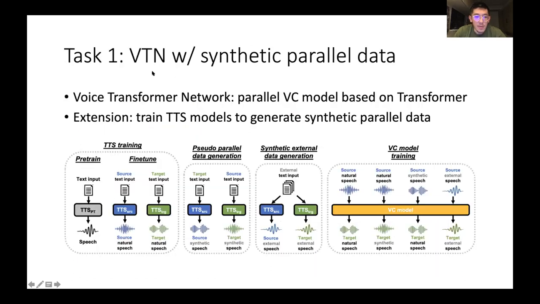So first, for task one, we extended the voice transformer network, VTN, with synthetic parallel data. VTN is a parallel VC model we developed, based on the transformer. Because it was originally designed to tackle parallel VC only, we extended it to tackle non-parallel data, because task one is non-parallel. What we did was train TTS models to generate synthetic parallel data. We trained a TTS model for the source speaker and a TTS model for the target speaker, and we generated these pseudo parallel data pairs and synthetic external data pairs to train the final VTN model.